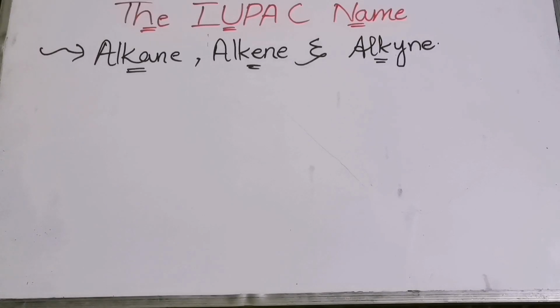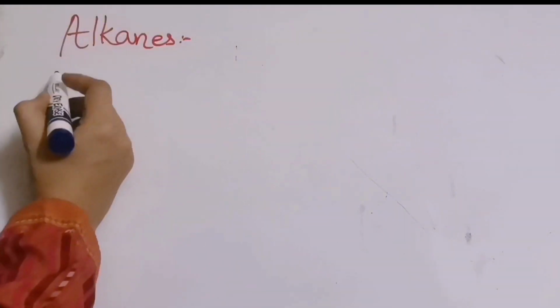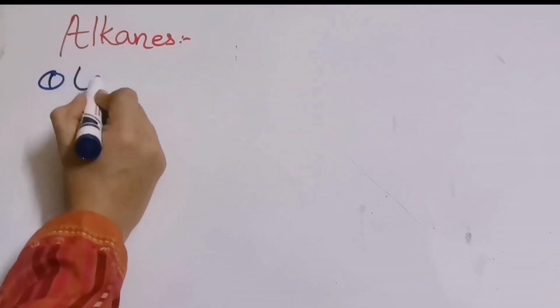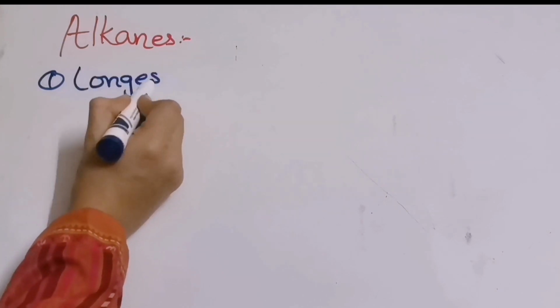Assalamu alaikum. In this video, we will start the IUPAC nomenclature of alkane, alkene, and alkyne. The first rule is that we have to select the longest chain.